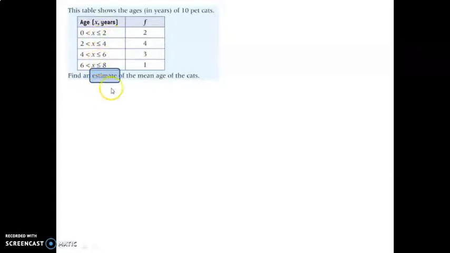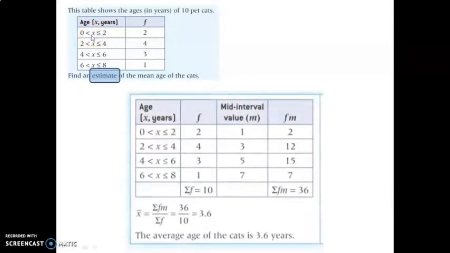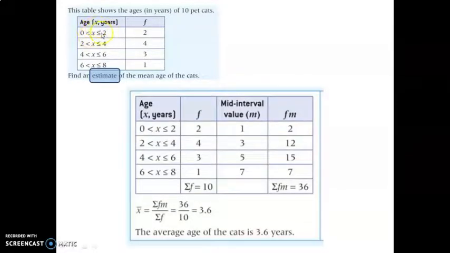And that's why it says estimate here, because we don't know if these 2 pets are 0 years old or 1 year old or 2 years old. They can be anything, right? So if we don't know the actual ages of these 2, then what can we use to figure it out? The answer is we take what's called the mid-interval value. So what's the middle number between 0 and 2? It's 1. What's the middle number between 2 and 4?